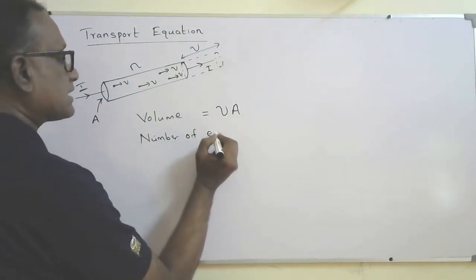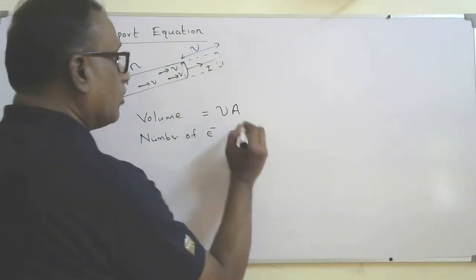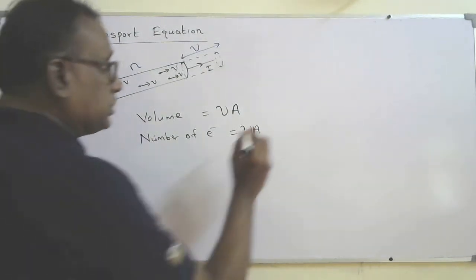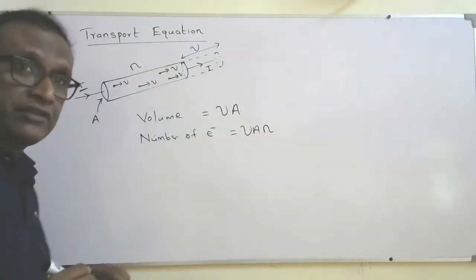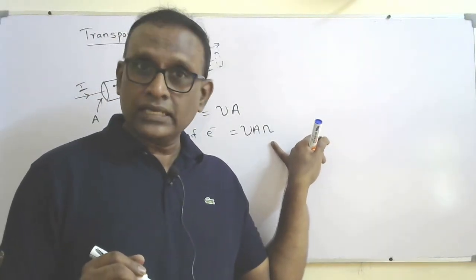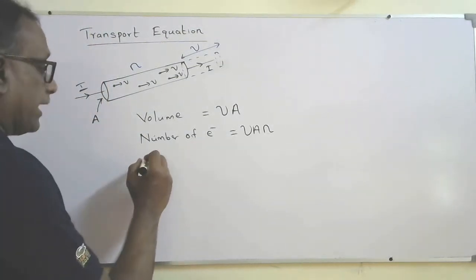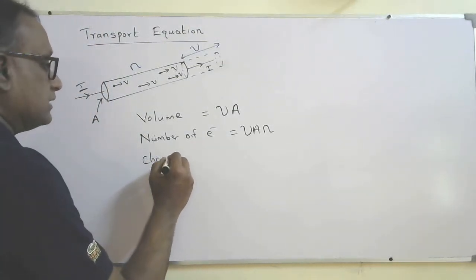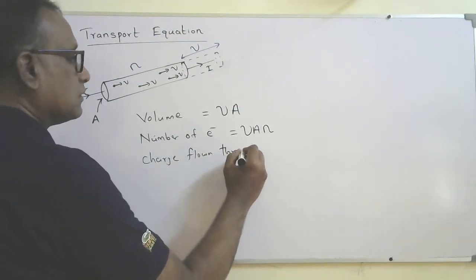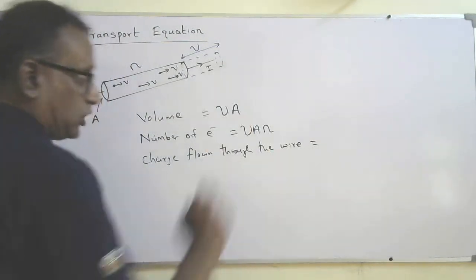Number of electrons passing through the wire during 1 second is equal to the volume of the electron column coming out through the wire times the number of electrons per unit volume, that is the charge carrier density. Okay, so what is the amount of charge flowing through the wire per second? Charge flown through the wire per second, during unit second.